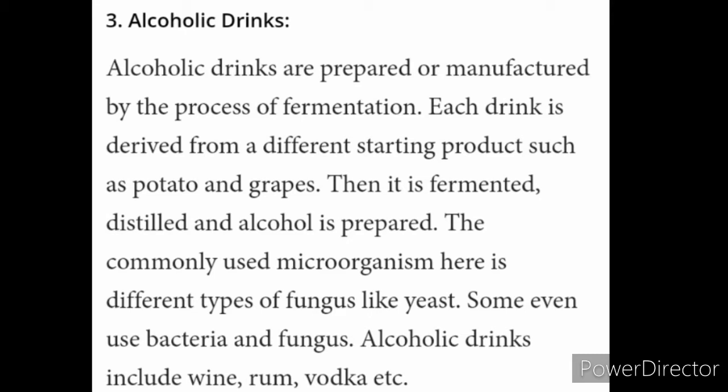Alcoholic drinks. Alcoholic drinks are prepared or manufactured by the process of fermentation. Each drink is derived from a different starting product such as potato and grapes. Then it is fermented, distilled and alcohol is prepared. The commonly used microorganisms here are different types of fungus like yeast. Some even use bacteria and fungus.